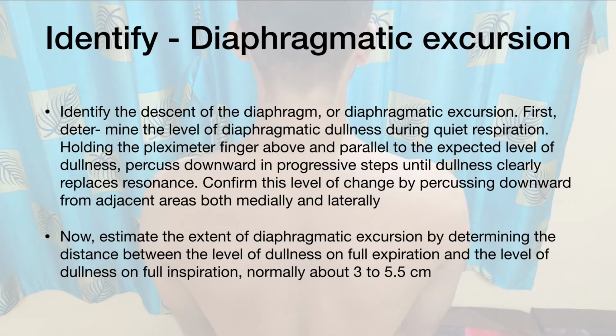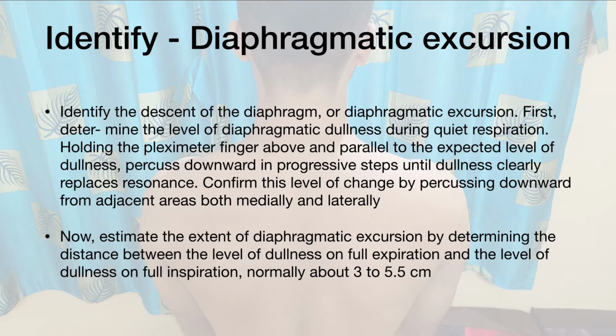Identify the descent of the diaphragm, or diaphragmatic excursion. First, determine the level of diaphragmatic dullness during quiet respiration. Holding the pleximeter finger above and parallel to the expected level of the dullness, percuss downward in progressive steps until dullness clearly replaces resonance. Confirm this level of change by percussing downward from adjacent areas both medially and laterally.